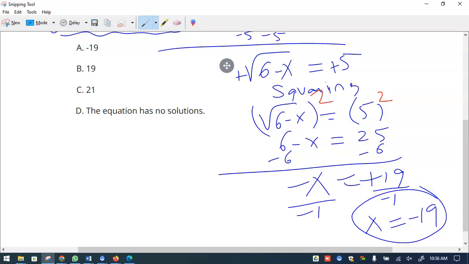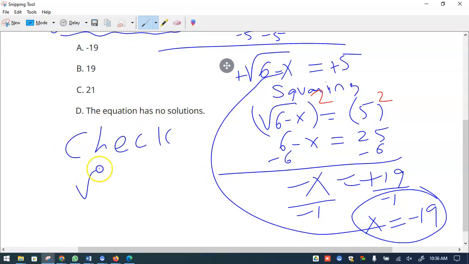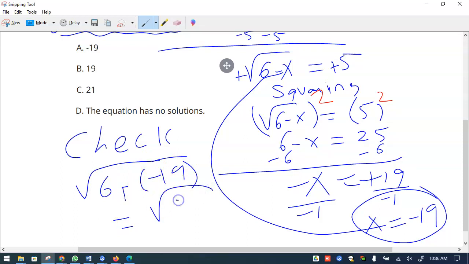And that you can always check also by plugging in. If you want to check, you can put 6 minus of minus 19, and you can see two negatives make a positive, square root of 25, and you get the answer. So you are right. So the answer is minus 19 here.